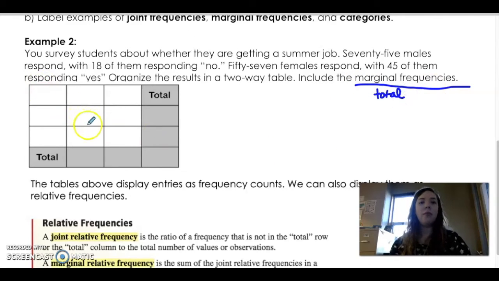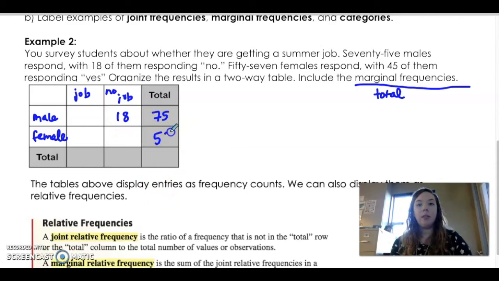Okay, so we have two different things we're talking about. Whether or not they're getting a summer job or not, so job or no job, and then if they are male or female. Okay, so 75 males respond, so our total males is 75, and 18 of them said no. 57 females respond, with 45 of them responding yes. Okay, so now we should be able to figure out the rest. If I take 75 minus 18, then I have 57 for this cell. If I take 57 minus 45, I get 12 here.